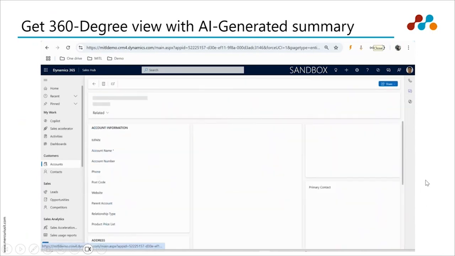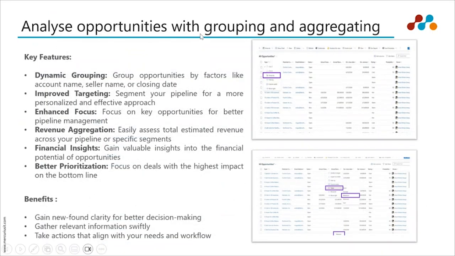Moving to the next update for customer service, that is analyze opportunities with grouping and aggregating. First, we will talk about the grouping feature. It is the grouping feature for opportunities where a sales representative or a sales manager can group the opportunities into specific sets based upon important fields like account name, owner, email ID, statuses or priorities, whatever the manager feels they want to group into a specific targeted field.